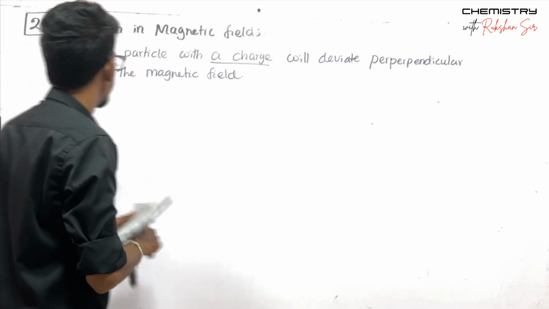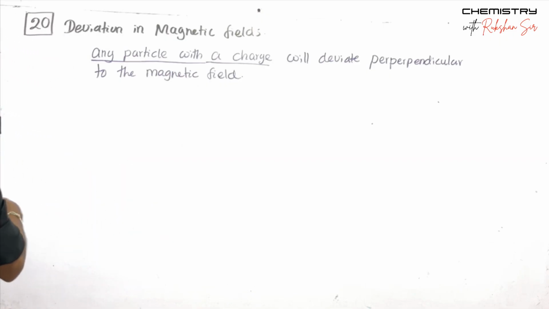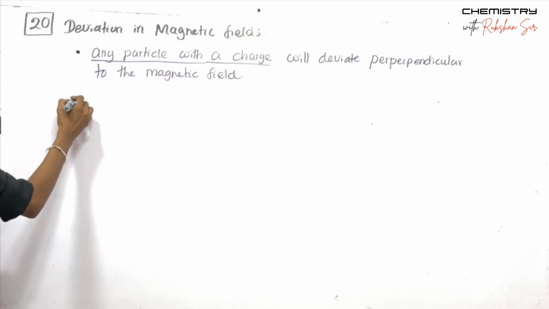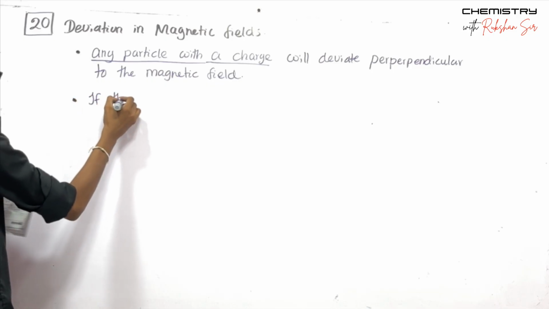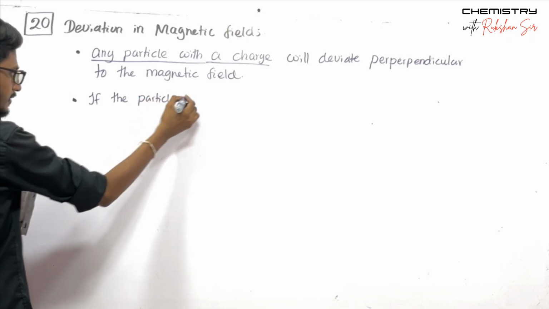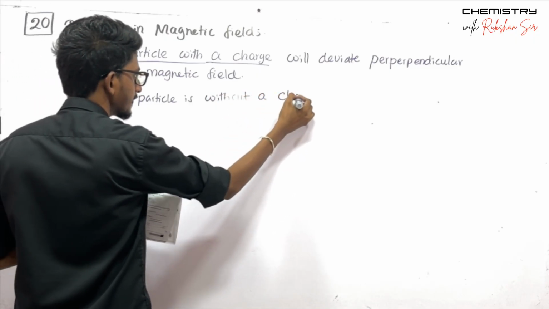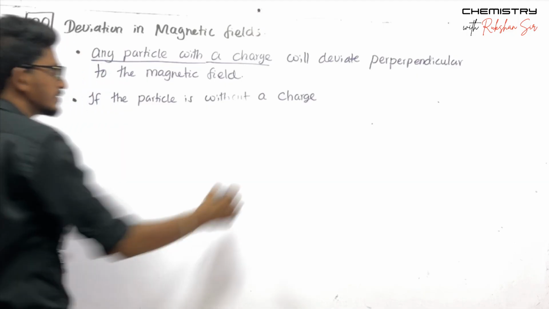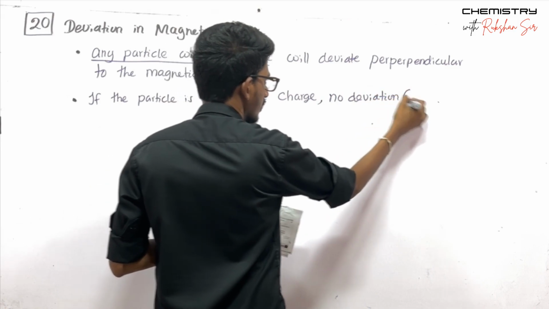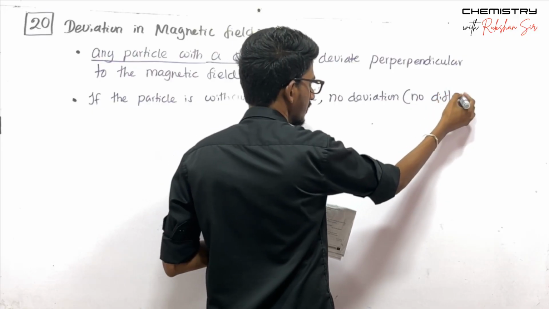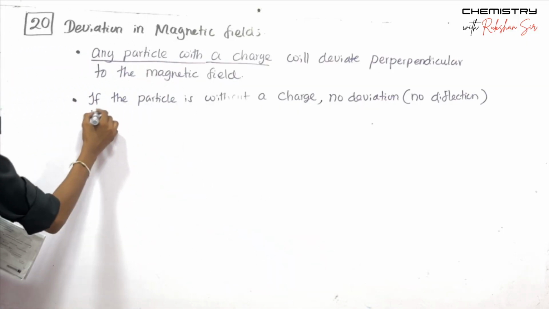Right? Any particle with a charge will deviate. If the particle is without a charge, no deviation or no deflection in a magnetic field.